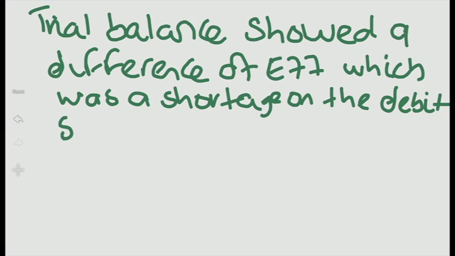Which was a shortage on the debit side. Then we need to open a suspense account to show the difference. Before we open the suspense account, let us look into the errors that were discovered. As we move on, a check of 150 paid to LK.